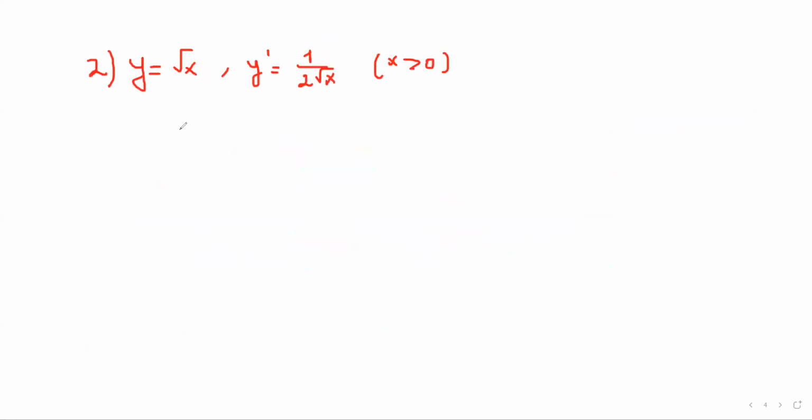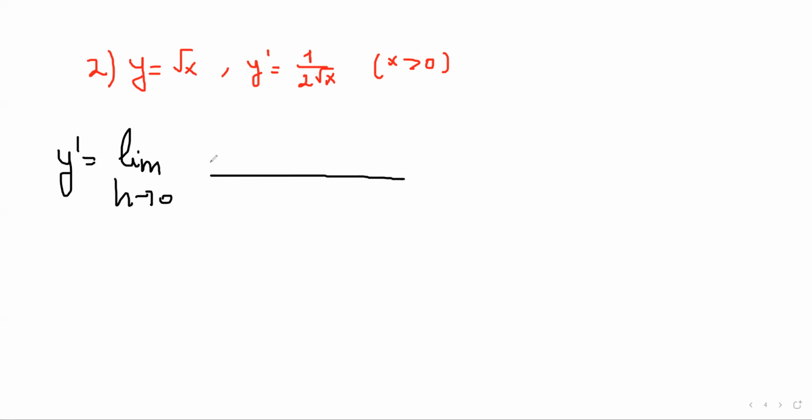In this video, we are going to touch the root function y equals the square root of x. The derivative is equal to 1 over 2 times the square root of x, when x is positive. So let's again use our formula. The derivative of y is equal to the limit as h tends to 0.